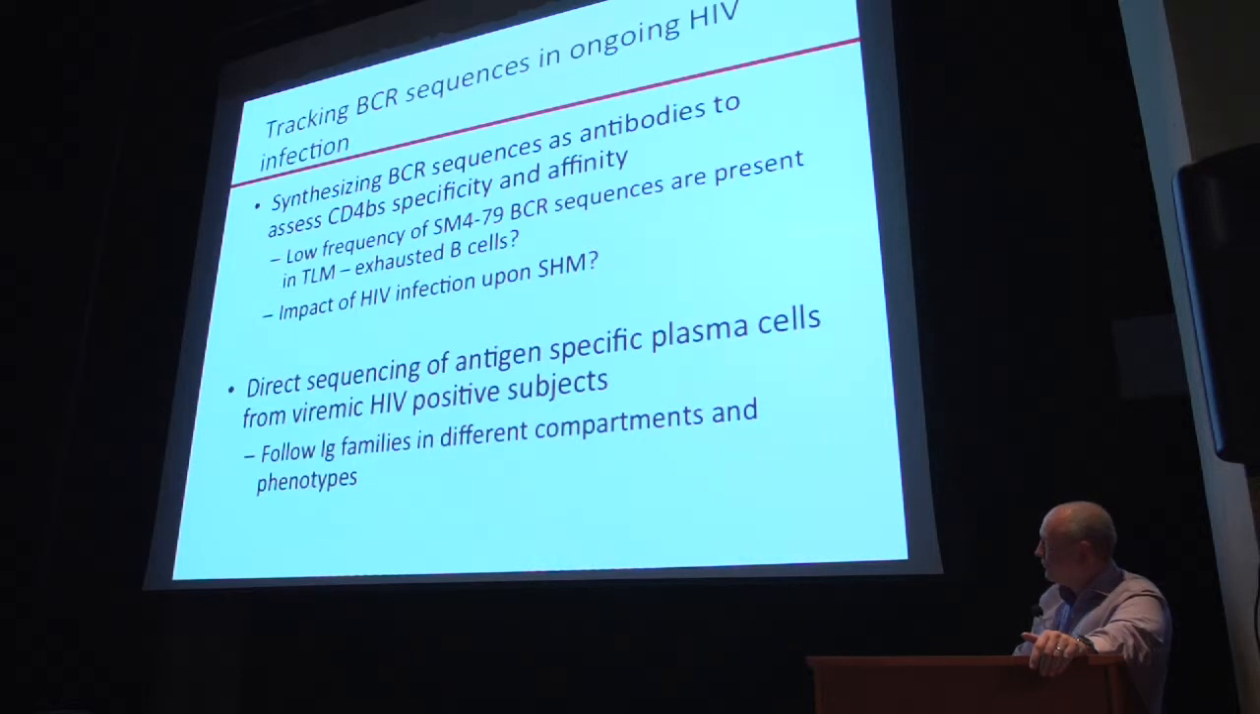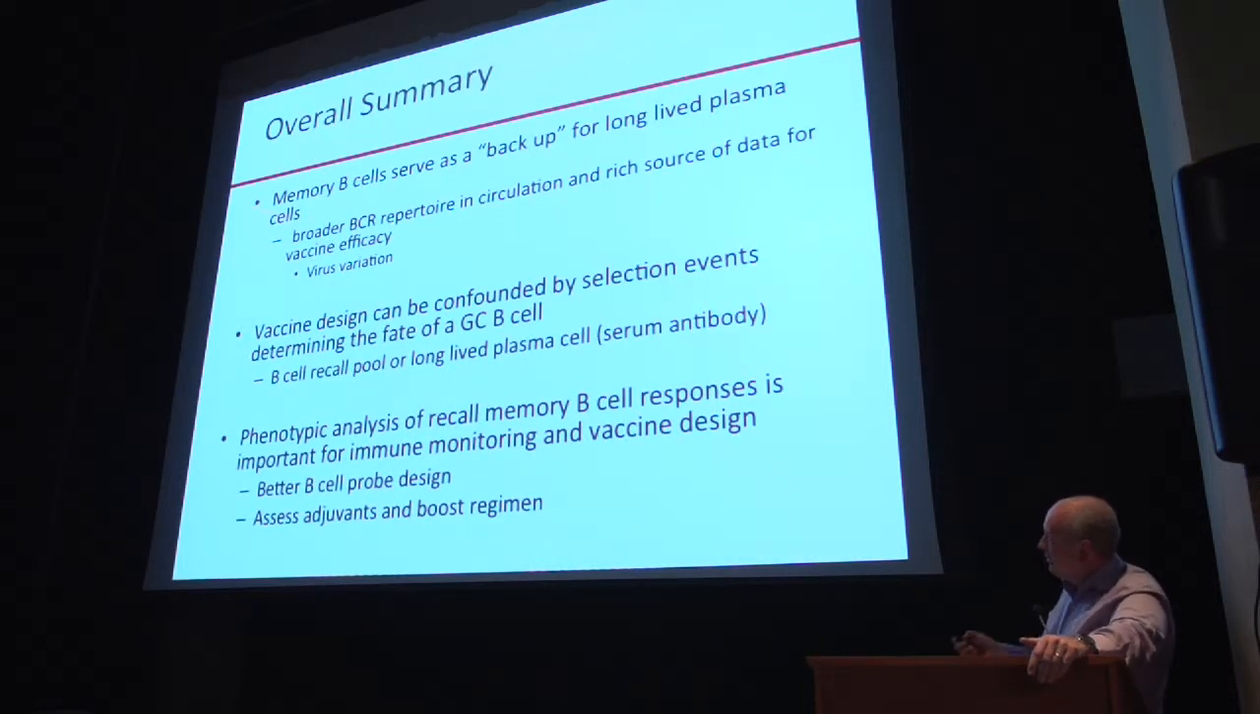So the overall summary is that memory B cells serve as a backup for long-lived plasma cells. There's a broader BCR repertoire in circulation, and it's a rich source of data for vaccine efficacy, because it's basically a record of absolutely every antigen that we've seen. And I think this is probably adapted because of variation in pathogens such as viruses. However, vaccine design can be confounded, as I showed you with the influenza, by selection of events determining the fate of cells that exit the GC.